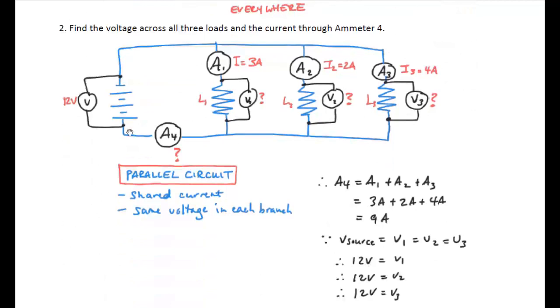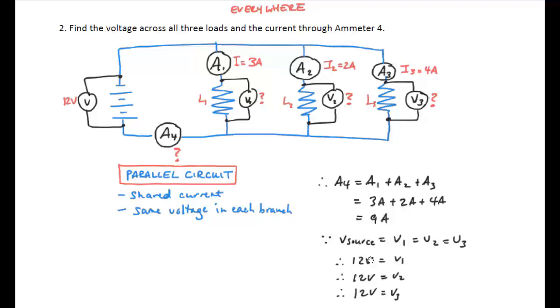You may be asked to find the voltage across all of these 3 loads and the current through ammeter 4. Well, you've got your beautiful drawing here, and you see that this is definitely a parallel circuit. You've got 3 separate pathways, load 1, load 2, load 3. The voltage has not been tested on any of these, but we are assuming that load 1, load 2, and load 3 have the exact same resistance value. And we're given 12 volts here, so we know that you have the same voltage in each branch. The V of the source should be equal to the V1, V2, V3. Every branch is the same.